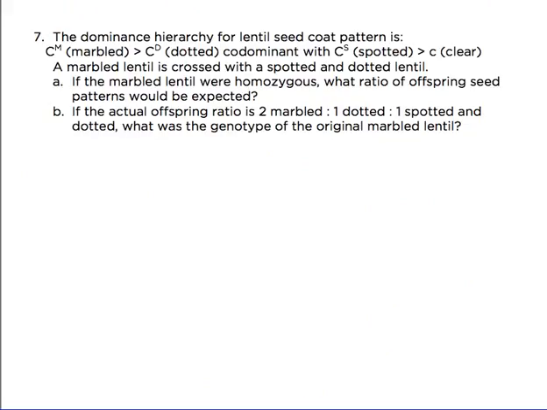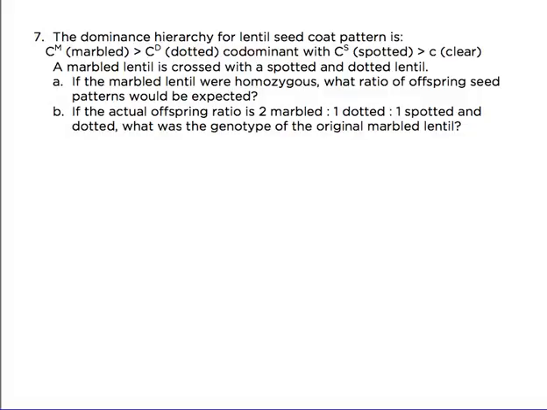Question 7. The dominance hierarchy for lentil seed coat pattern is marbled is dominant to dotted, which is codominant with spotted, and everything else is dominant to clear. A marbled lentil is crossed with a spotted and dotted lentil. If the marbled lentil were homozygous, what ratio of offspring seed patterns would be expected?